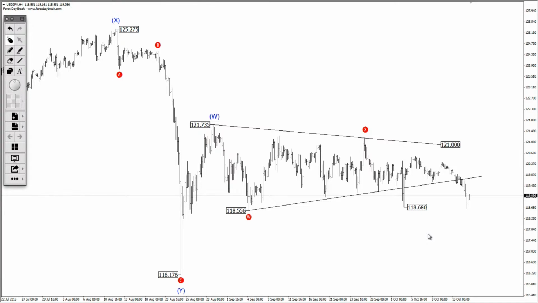If my wave analysis is correct, we are forming now the X wave of minute degree, and the next wave higher would be the Y wave of the same degree, minute degree, which would be a larger three-wave structure, perhaps towards 123, 124 levels. Maybe a little more downside before the reversal can happen in dollar yen.